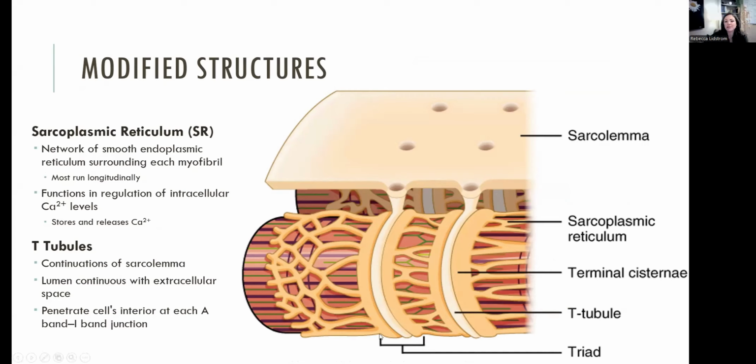Now, if calcium is stored here and we release it from here, it needs somewhere to go. And that is going to be in these T tubules, the lighter bands that you see here. We have the sarcolemma and these T tubules. This is important because this is how we're going to get calcium out of the sarcoplasmic reticulum.